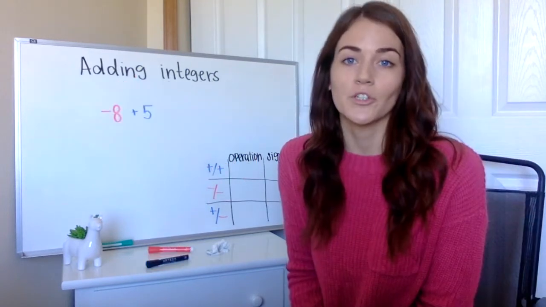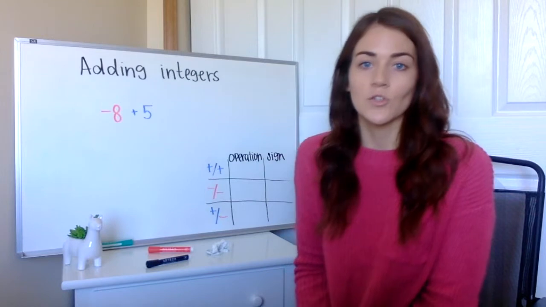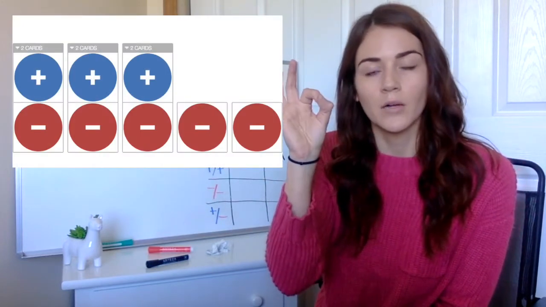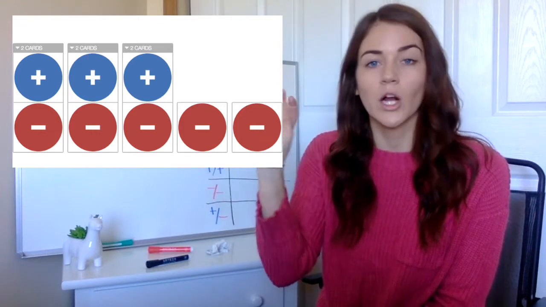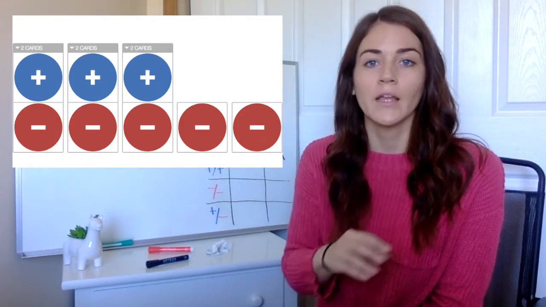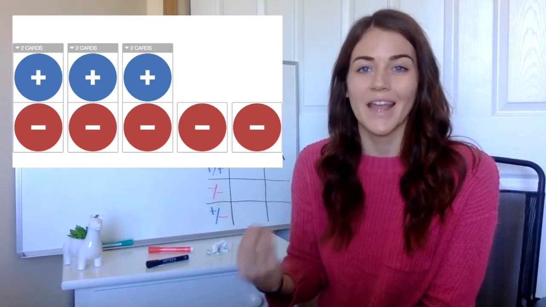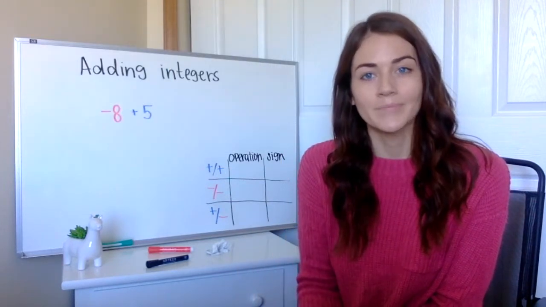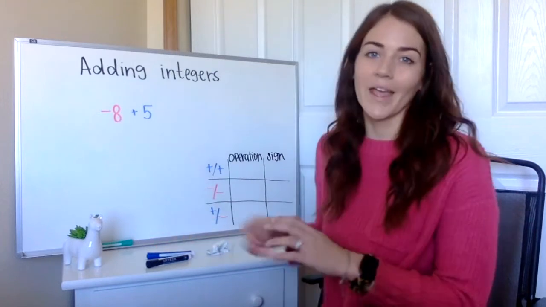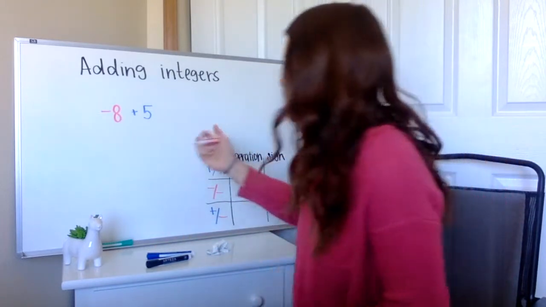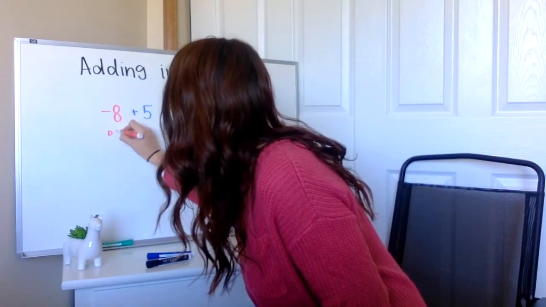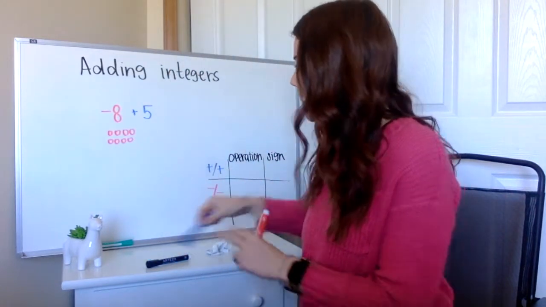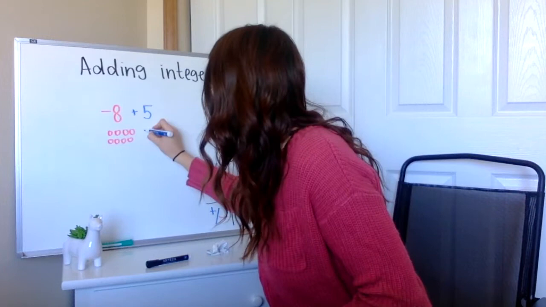The first way I'm going to show you is by using a model. One way I've done this in the past is to create little coins or whatever that are red and blue or red and black, and you can use those as positives and negatives. But instead, I'm going to just draw them up on the board today. We have the problem -8 plus 5. That means we have 8 reds, 8 negatives, and we have 5 positives.